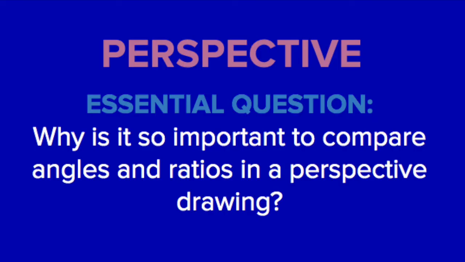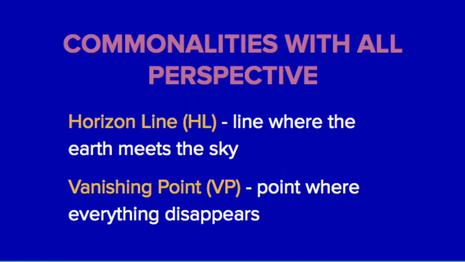For two-point perspective, there is a reason that comparing angles and ratios is so important. We're going to see if you can figure out why at the end of this presentation. The first thing you need to know about perspective is that there are some common things no matter what kind of perspective you're drawing. Items drawn in perspective will have a vanishing point, or where the object seems to disappear.